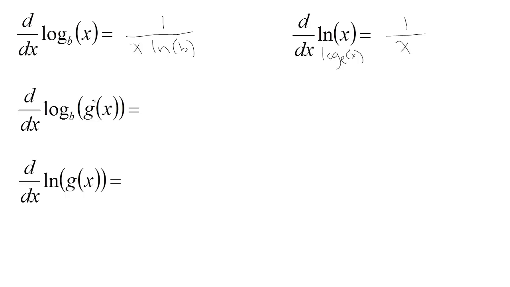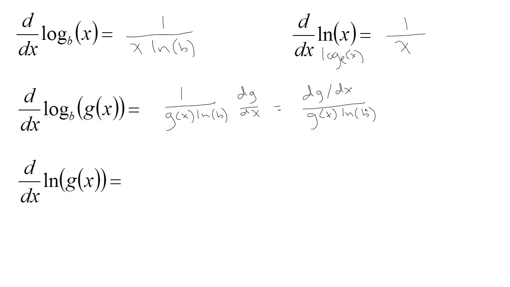Now let's see, what does that mean for the chain rule? So let's say we have a function of x inside this log. Well, the chain rule says you take the derivative of the outside evaluated at the inside. So since our outside function is log base b of x, then this would be the derivative of the outside. If we plug in the inside, which is g of x, we'd get 1 over g of x times the natural log of b. Then we'd have to multiply by the derivative of the inside. So I'm going to multiply by dg dx, or g prime of x. So what we get is the derivative of the inside over the inside times the natural log of b.